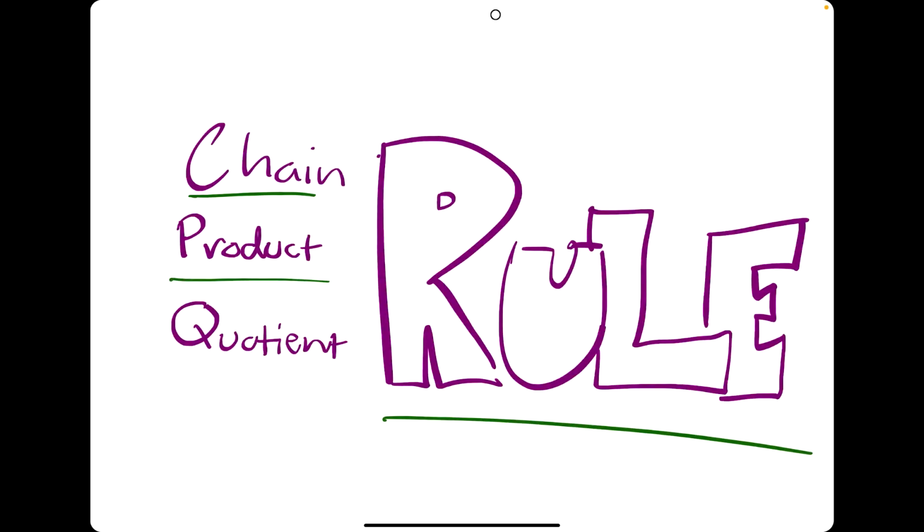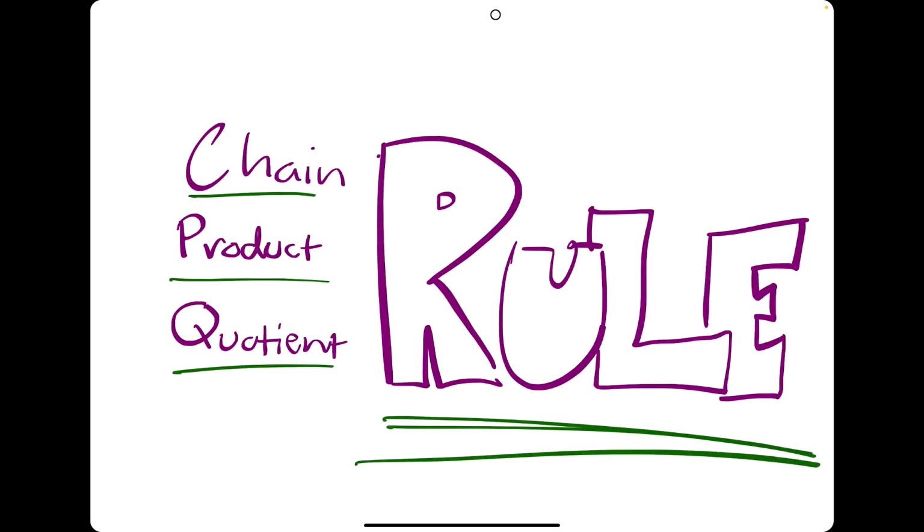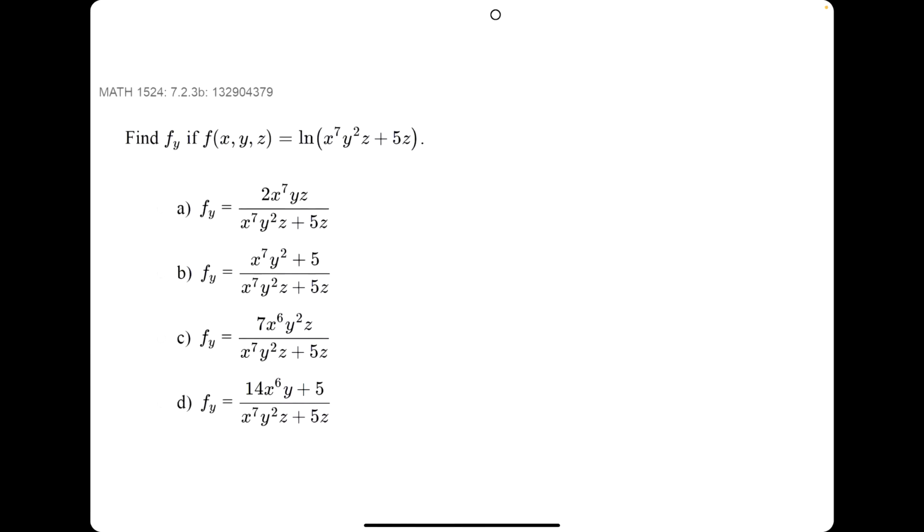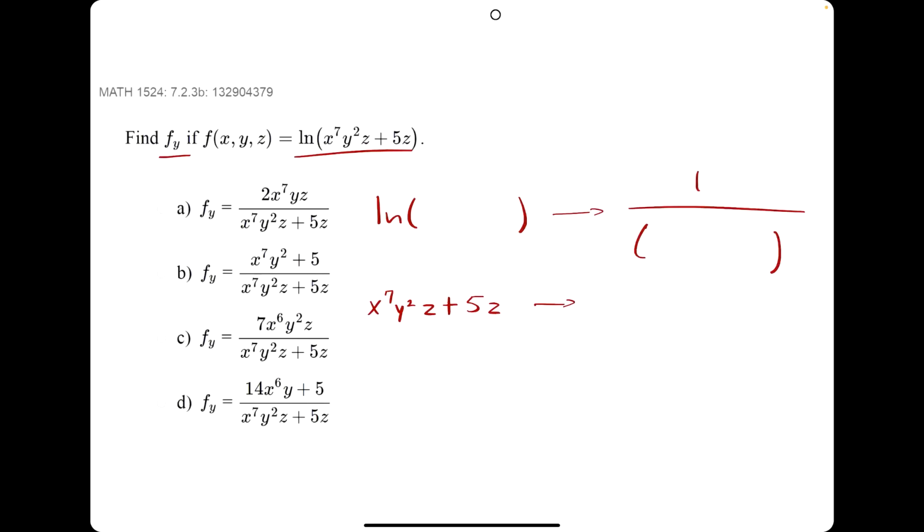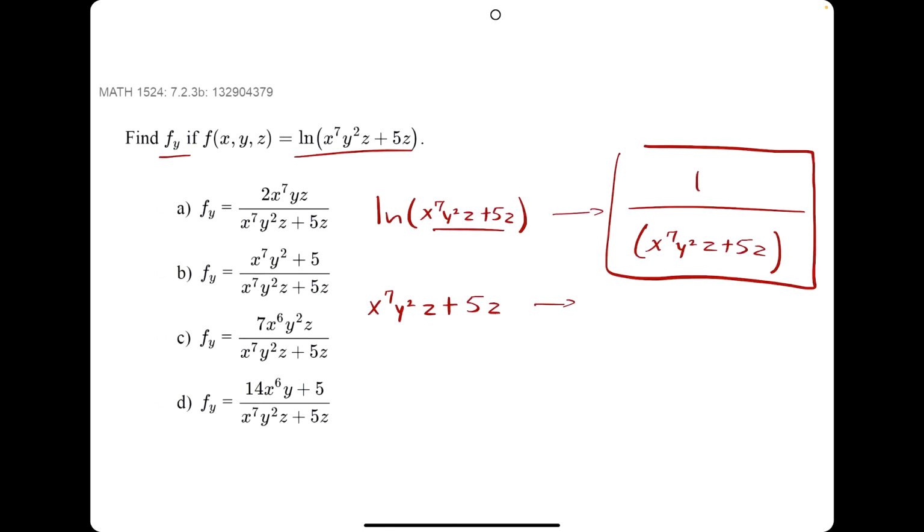Chain rule, product rule, and quotient rule with partial derivatives. In this problem, they tell us to find Fy. If this is f, this function has two layers, the outside layer being ln of something, and the inside layer being x to the 7th y squared z plus 5z. We have to use the chain rule for this one because there are two layers. We take the derivative of ln of something, and we get 1 over that something. So originally, if we had this in the parentheses, we want to throw all that same stuff in the denominator when we take the derivative. So that's the derivative of the outside layer.